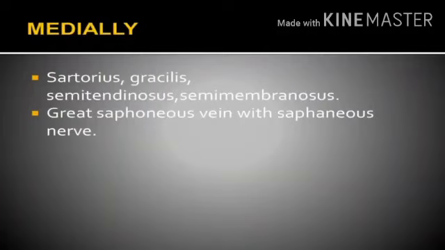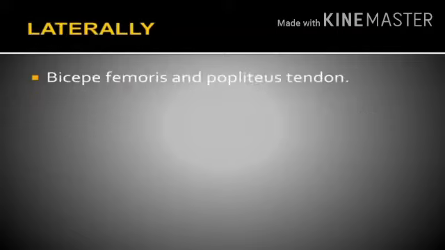Medially, there are the sartorius, gracilis, semitendinosus and semimembranosus muscles, and also the great saphenous vein with the saphenous nerve. The saphenous nerve is a branch of the femoral nerve. Laterally, as I have told you, there are two structures present: the biceps femoris and the popliteus tendon.